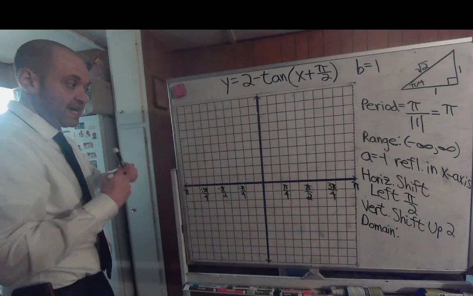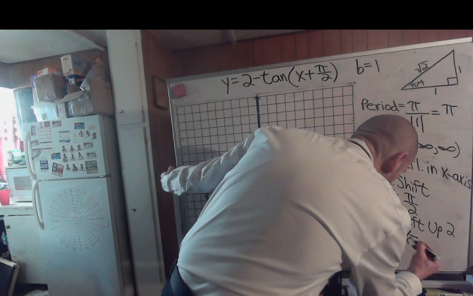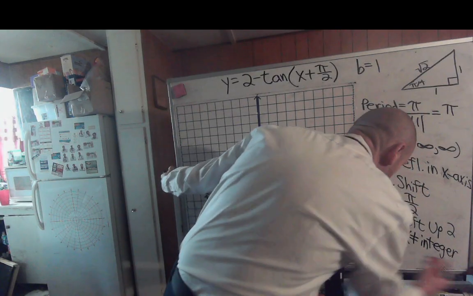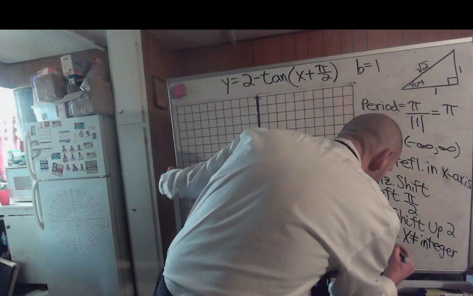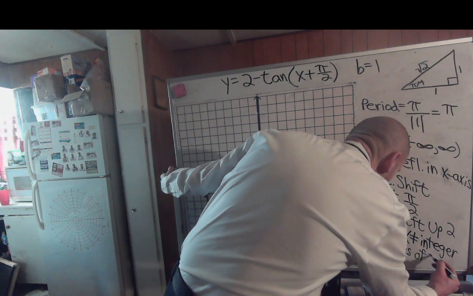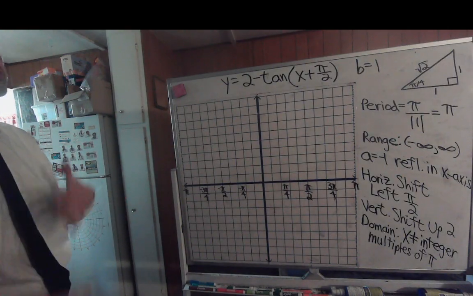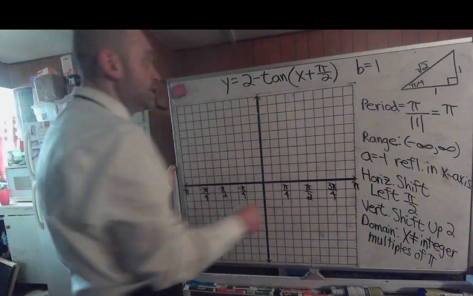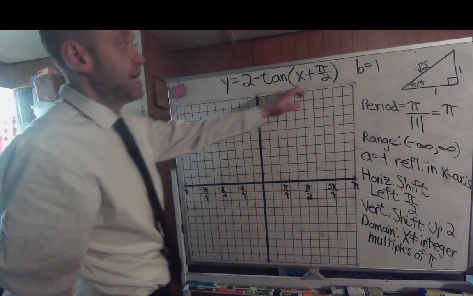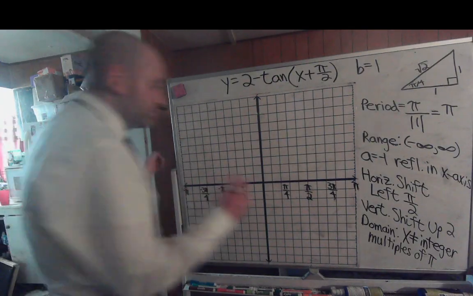So in this case, my domain is all real numbers except x cannot equal integer multiples of pi. This is really starting to sound more like a cotangent graph, isn't it? So there's my domain. Using all this information now, we can proceed to graphing. So let's take pi over 2 for x, put that in, that would get the tangent of pi, which is 0. Then plus 2, that'll actually put me at 2.